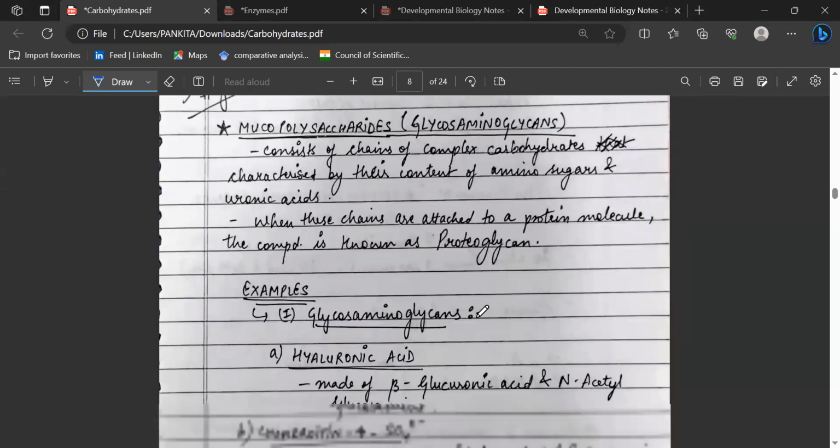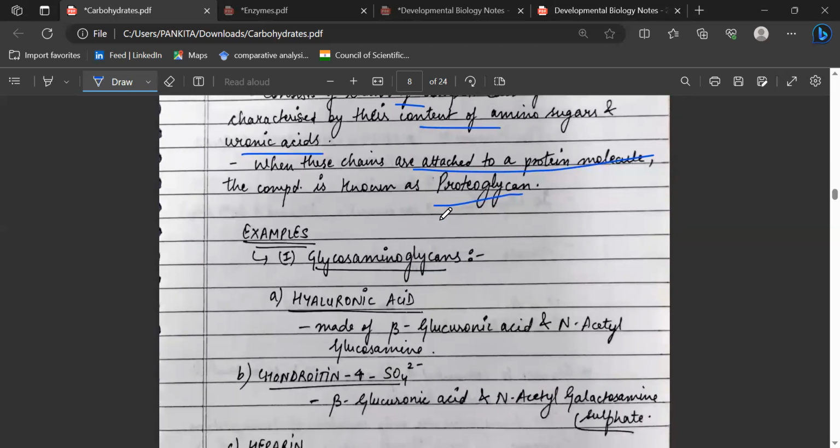Talking about mucopolysaccharides, which are also known as glycosaminoglycans, they consist of chains of complex carbohydrates and are characterized by content of amino sugars and uronic acid. When chains are attached to a protein molecule, it's known as proteoglycan. So basically, in glycosaminoglycans, the amino sugars and uronic acids are complexed with carbohydrates, and in the case of proteoglycans, the chains are connected with a protein molecule.